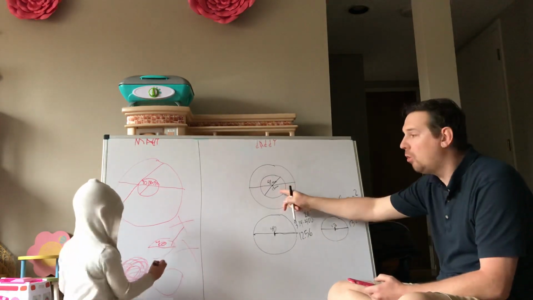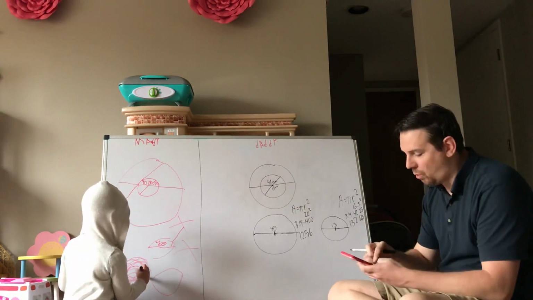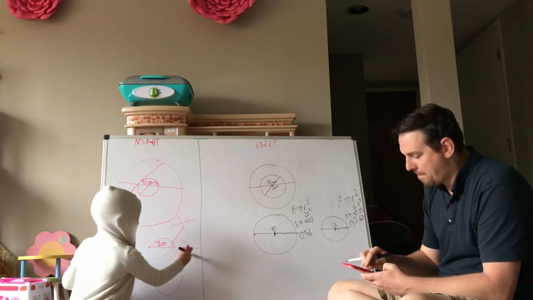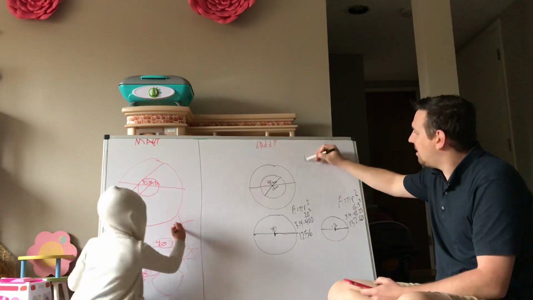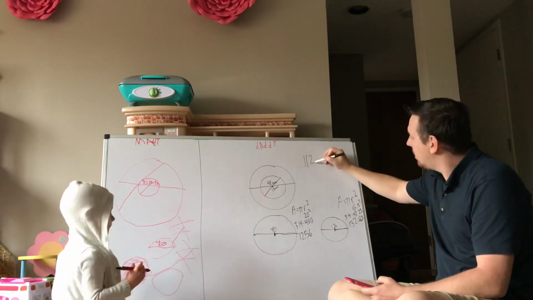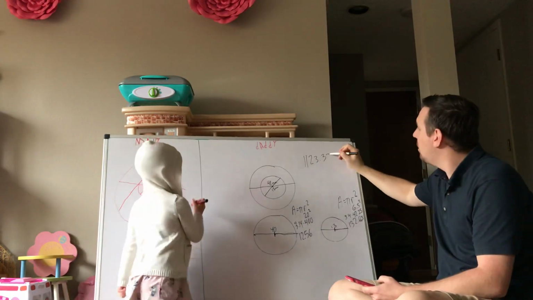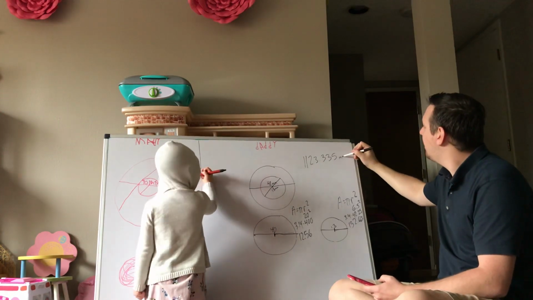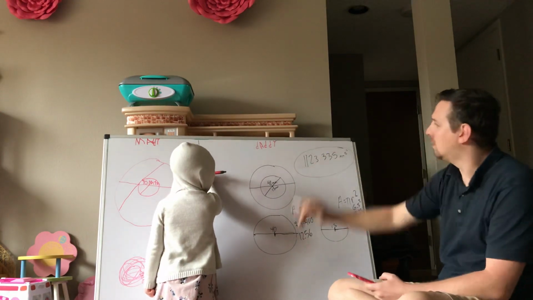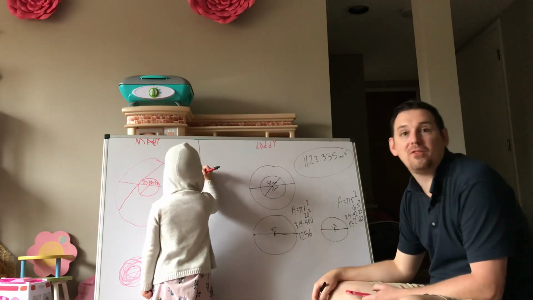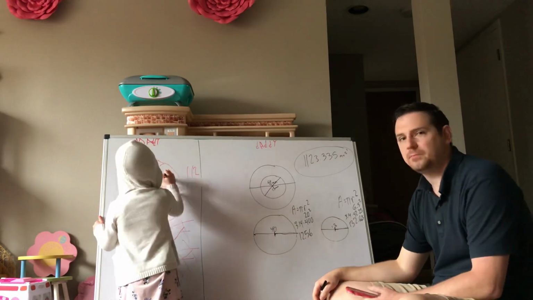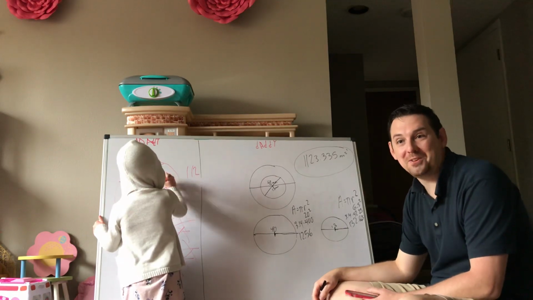If that's a hole, subtract. So 1256 minus 132.665. Final answer, 1,123.335 millimeters squared. That would be the area of the sprinkled part of the donut, or the frosted part of the donut. Questions? Hopefully you don't have any.